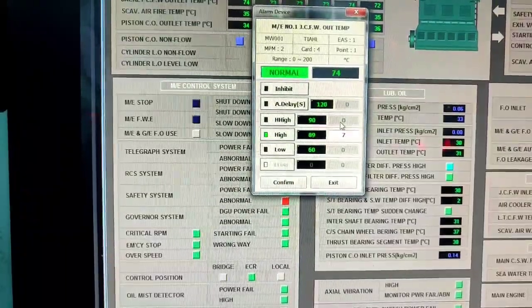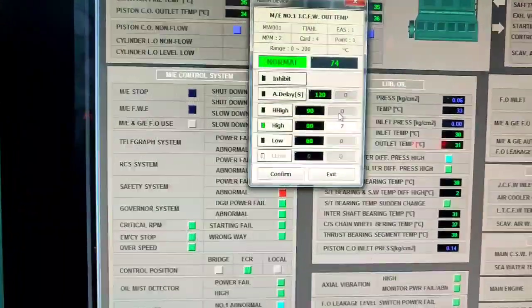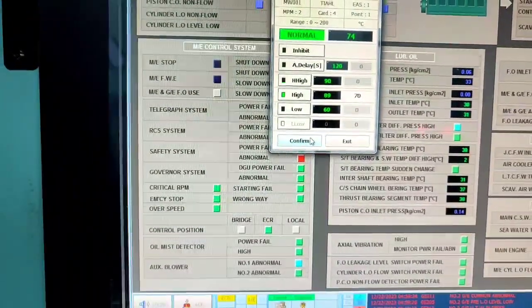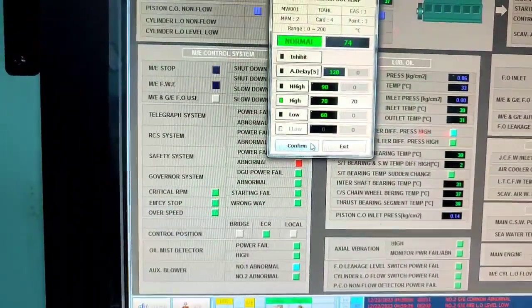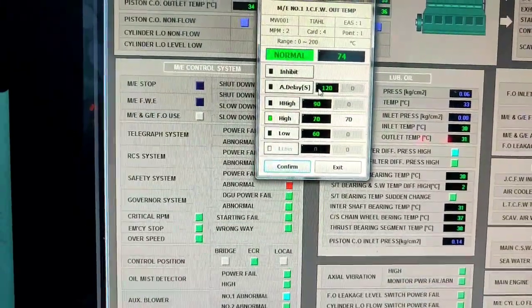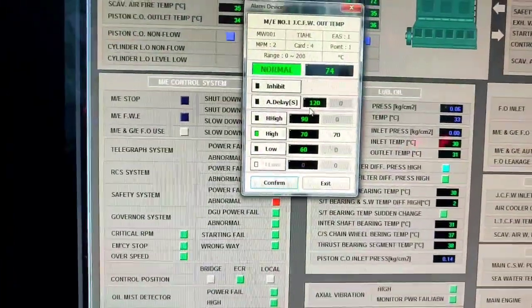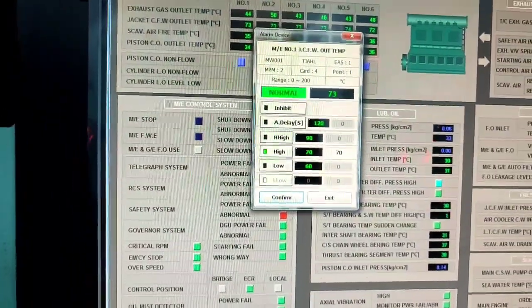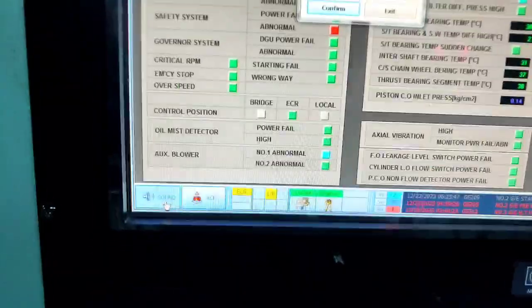Okay, same with this jacket cooling fresh water temp out. 89, that is the set point. My previous shift was 85. Okay, the pre-alarm. Same like that.